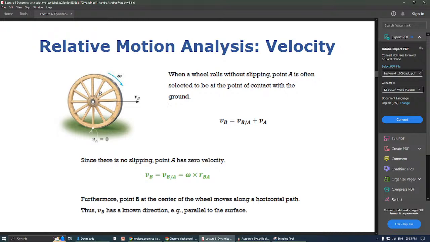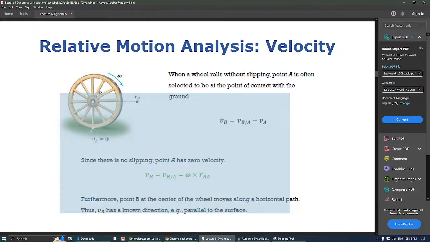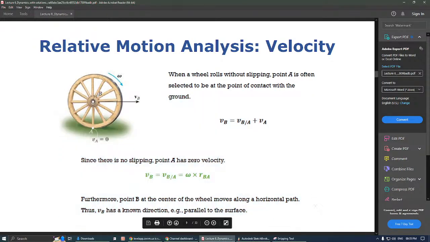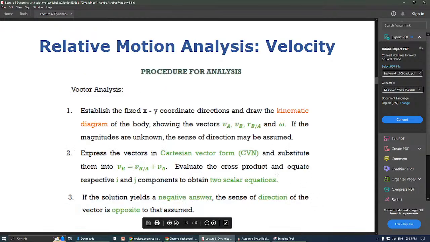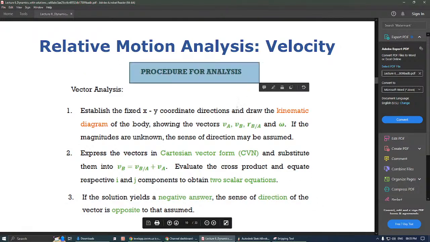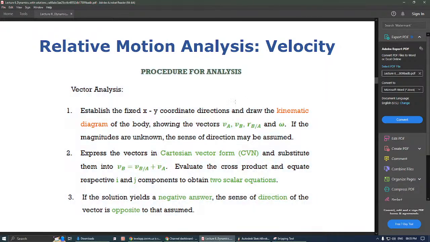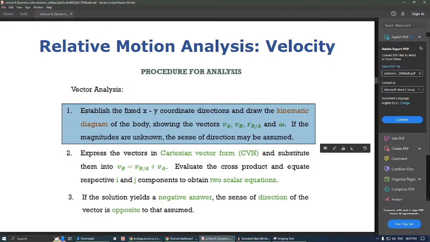Okay, relative motion analysis. So he is again giving the equations, same equations which we already are aware of. So next, he is explaining the procedure for analysis. Velocity analysis, how to do it? The first step is to establish fixed xy coordinate directions and draw the kinematic diagram of the body, showing the velocity vectors VA, VB, RBA, and omega. If the magnitudes are known, the sense of direction may be assumed.